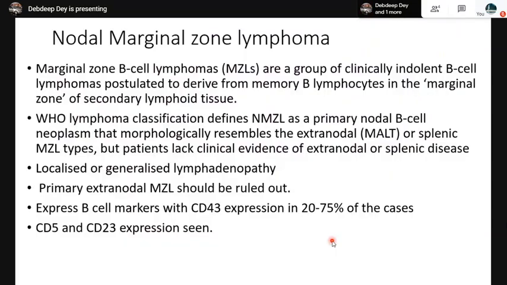So a nodal marginal zone lymphoma is the last of this category. So we've discussed PLL, SLL, mantle, follicular, and LBL. Now we come to the nodal marginal zone lymphoma. It is a group of clinically indolent B-cell lymphomas which are postulated to derive from memory B lymphocytes in the marginal zone of secondary lymphoid tissue. So this morphologically resembles the extranodal MALT or splenic marginal zone lymphomas. Patients lack clinical evidence of extranodal or splenic disease.